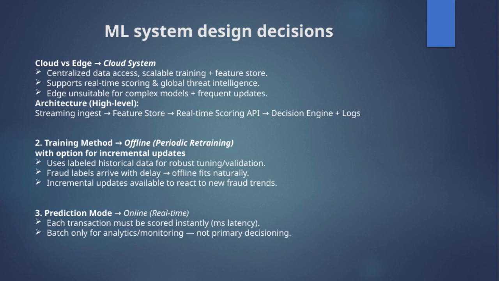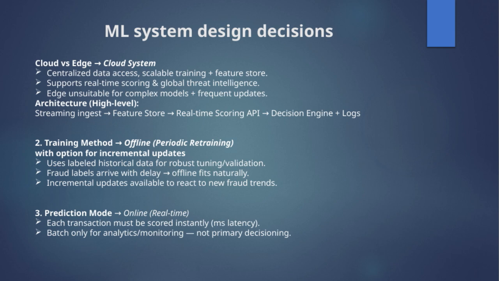Moving on to training methods, we typically rely on offline or periodic retraining, which gives us a robust foundation for model tuning and validation using historical labeled data. Since fraud labels often arrive with some delay, offline training naturally fits this scenario. That said, we also have the option for incremental updates, which help us quickly adapt to new fraud trends without waiting for full retraining cycles.